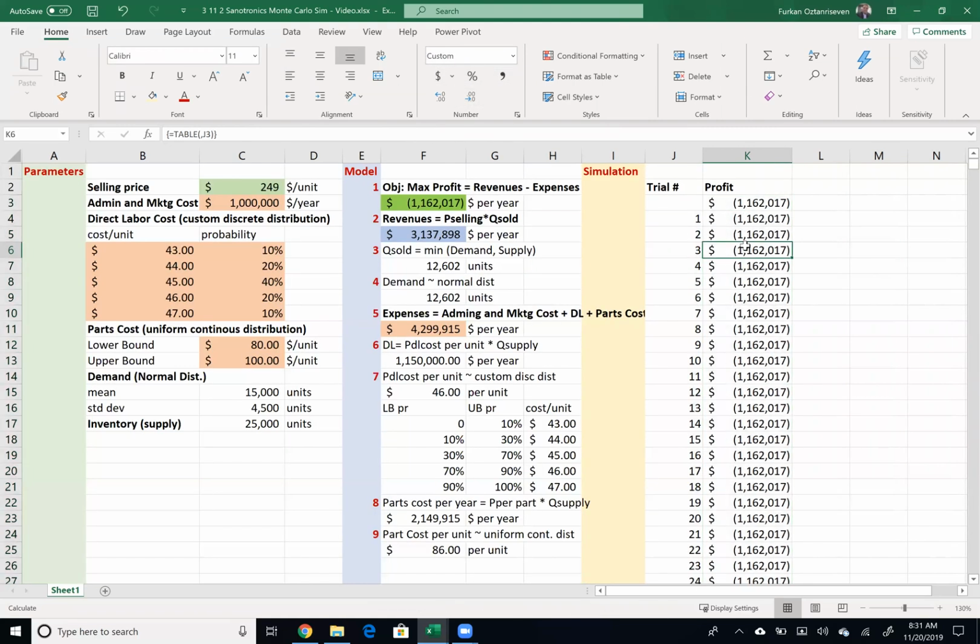All right, so I need to press F9 to make sure that my numbers are calculated. Okay, you can see different numbers here. Perfect. So now I need to summarize this by using descriptive statistics.